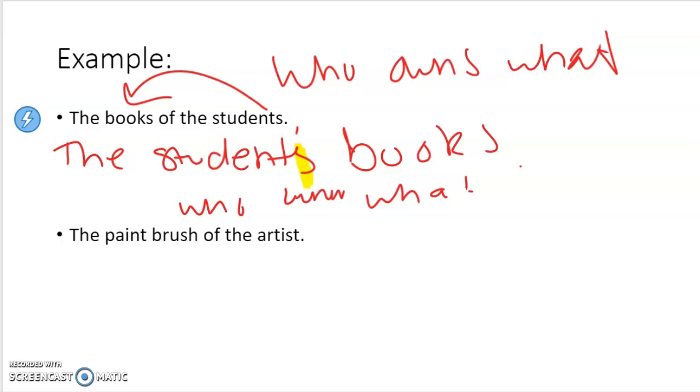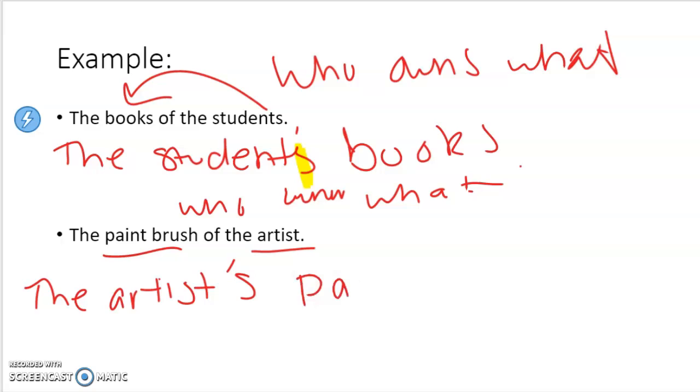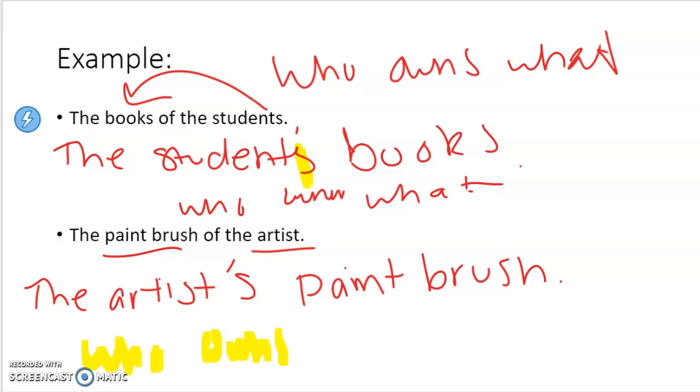Sorry, that's hard to read. Who owned what? Okay, so now we're going to the paintbrush of the artist. We start with our who. Our who is the artist. Owns what? The paintbrush. Apostrophe S, because it's singular. The artist's paintbrush. Okay, so this is our who, our owns, and our what. So take that sentence, reverse it, and then put it in order.